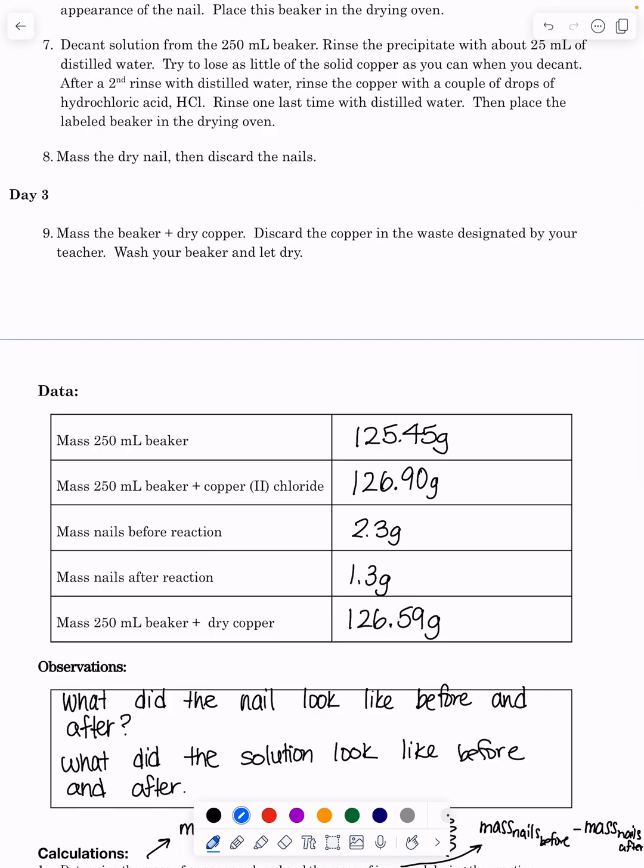So you had an empty beaker and you got its mass. You have an empty beaker, but now it's not empty anymore. It's got some of that copper chloride solution in there. And then you had the nail from beforehand, and then you had a nail after. And then you had your beaker with just copper that had formed in there.